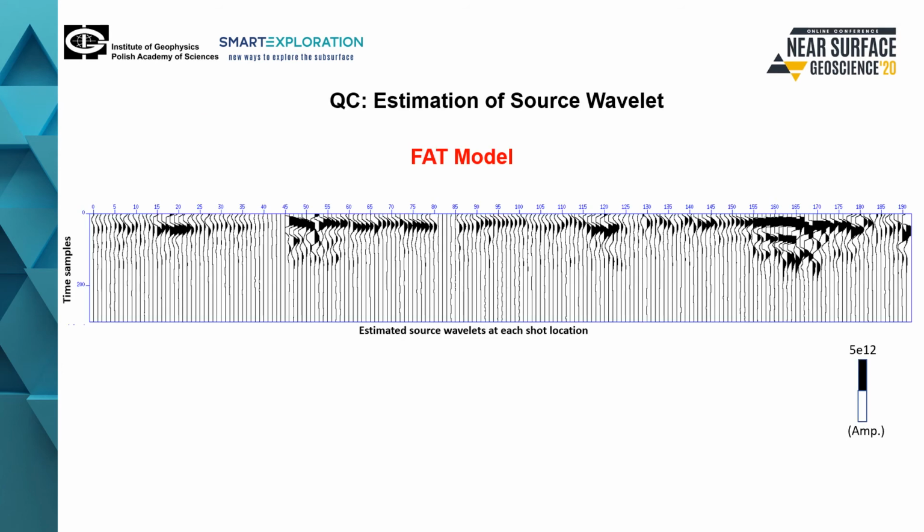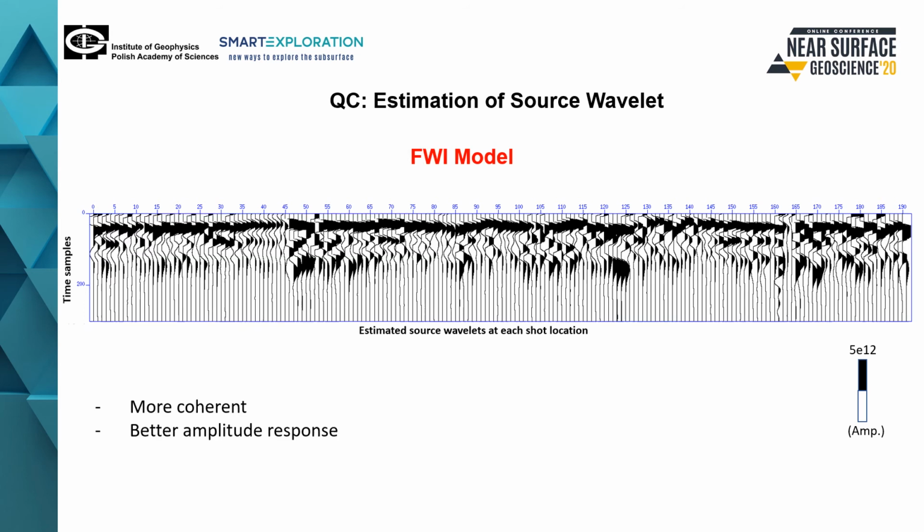Now, another important part is to check how accurate or correct our velocity model is. One way to do it is to compare the source signature at different positions. In principle, with a more detailed velocity model, it should improve. Here, I am showing the source signature for each shot point obtained from the FAT model and FWI model. We can clearly see that the source signature with the FWI model is more coherent and with better amplitude response.